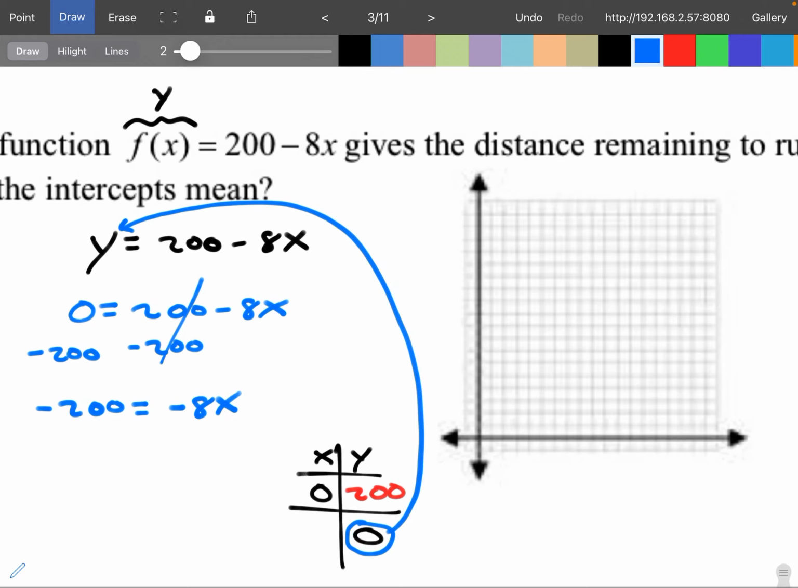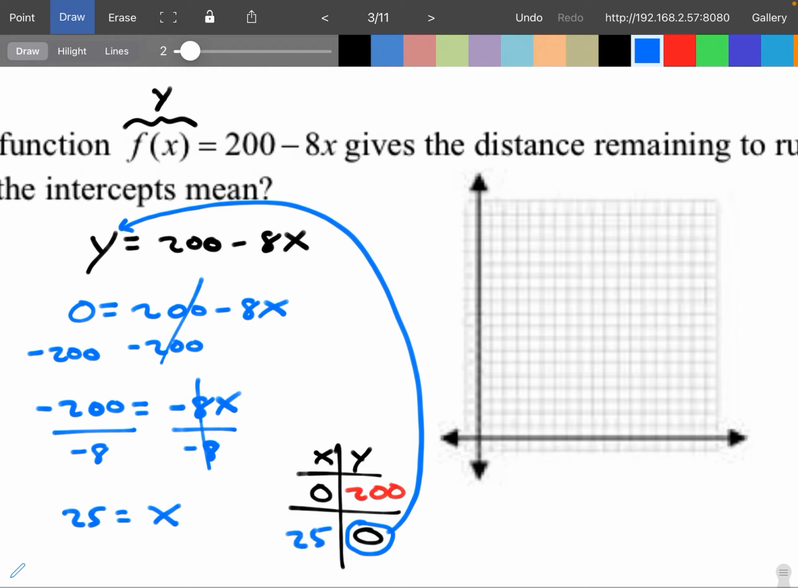Those 200s cancel out over there. 200 minus 200, that's 0. So now on the left-hand side, I got negative 200. On the right-hand side, don't forget the negative, okay? That minus right there, that implies that that's a negative 8. So on the right-hand side, I got a negative 8x. And then how do I finish?